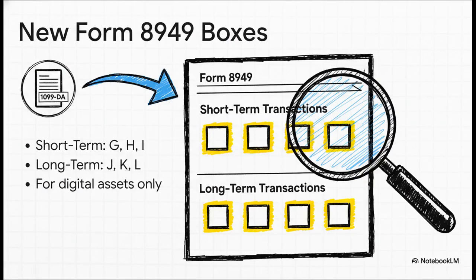And speaking of Form 8949, here's a critical update you cannot miss. If you're dealing with crypto as property, the old boxes A, B, C, D, E, and F are essentially obsolete. The IRS has now rolled out these new digital asset-specific boxes. You've got G, H, and I for short-term, and J, K, and L for long-term. You absolutely have to use these now because they're designed to line up with the new Form 1099-DA that exchanges are going to start issuing.